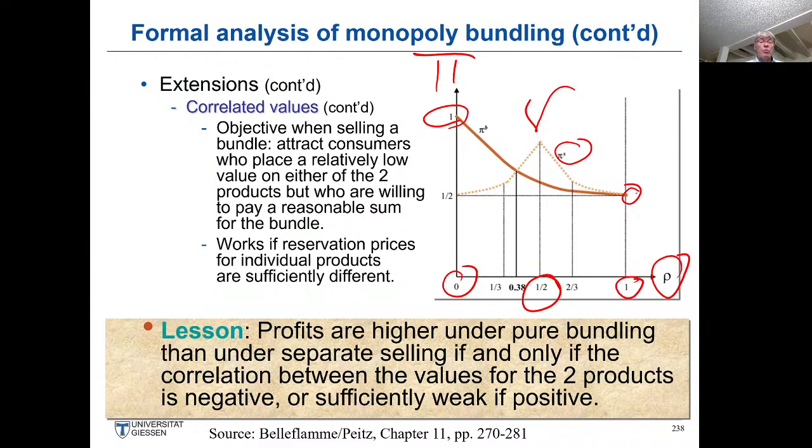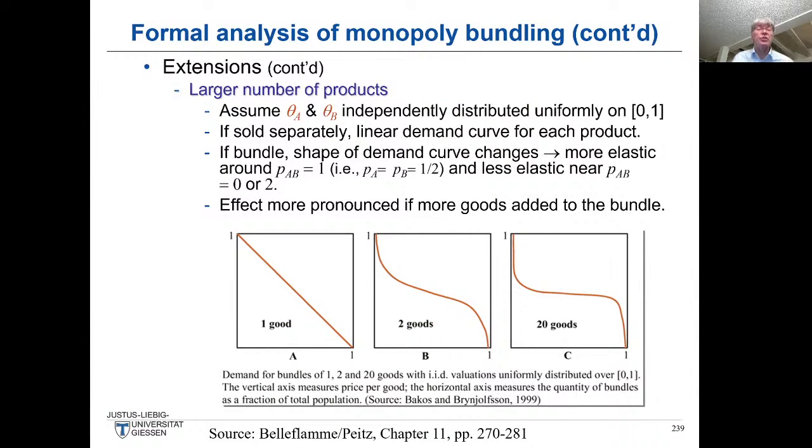And here, this is this 1/2 where it's better to sell separately. Okay, profits are higher under pure bundling than under separate selling if and only if the correlation between the values for the two products is negative or sufficiently weak if positive. So here in this range, up to 0.38. Unfortunately, I'm running out of time, so I would take another 5 minutes if that's okay, because it's so interesting.